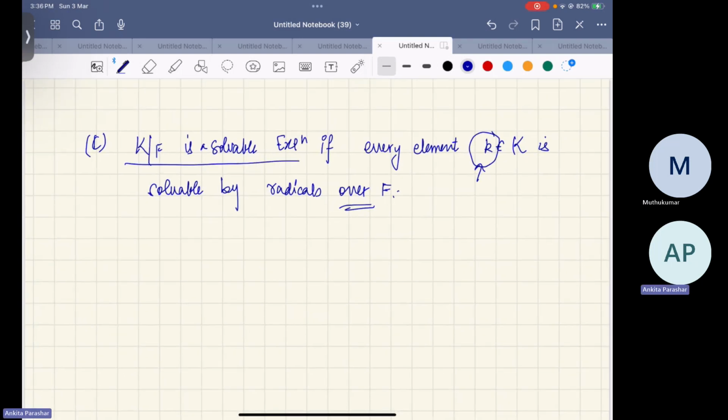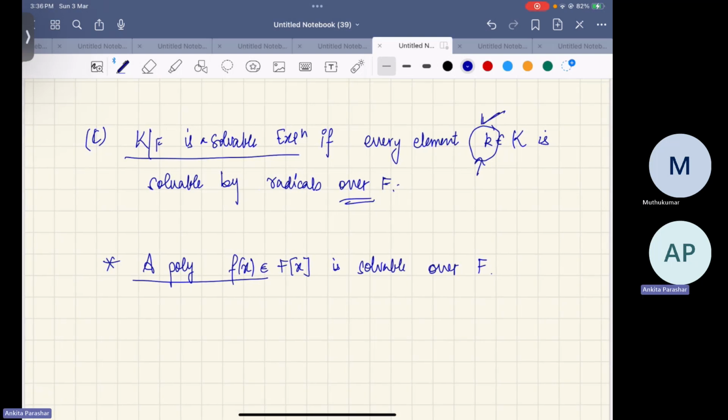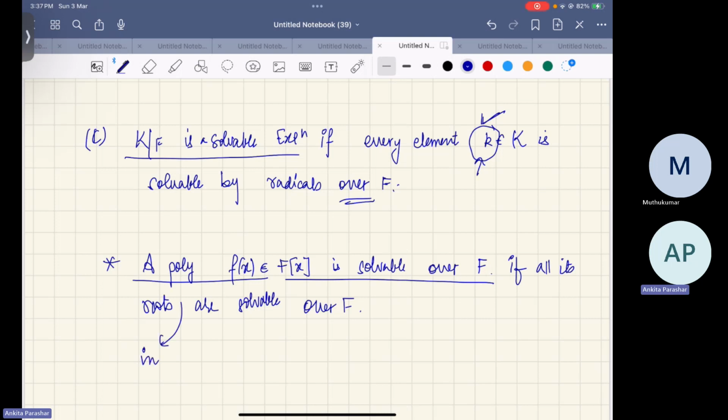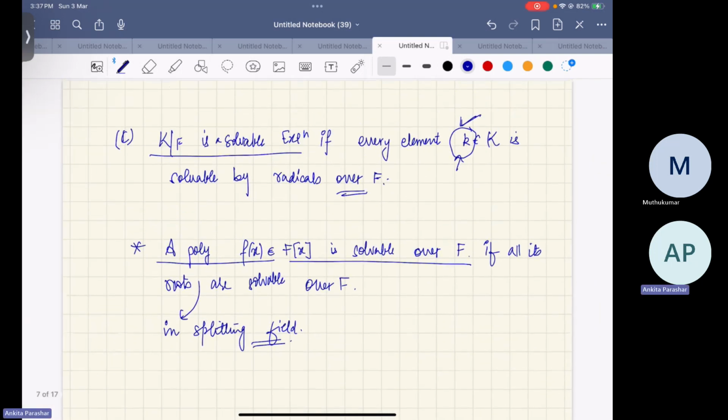So finally, question. If somebody asks you whether a polynomial f(x) in F[x] is solvable over F, what is the meaning of that? Earlier we had some element in an extension. Now we want to know whether a polynomial is solvable over F or not. Then what is the criteria to check this? All its roots are solvable over F. Yeah, so if all its roots are solvable over F. Of course, we don't know where the root lies, so we say if all its roots in some, let's say, splitting field. All right. So okay.